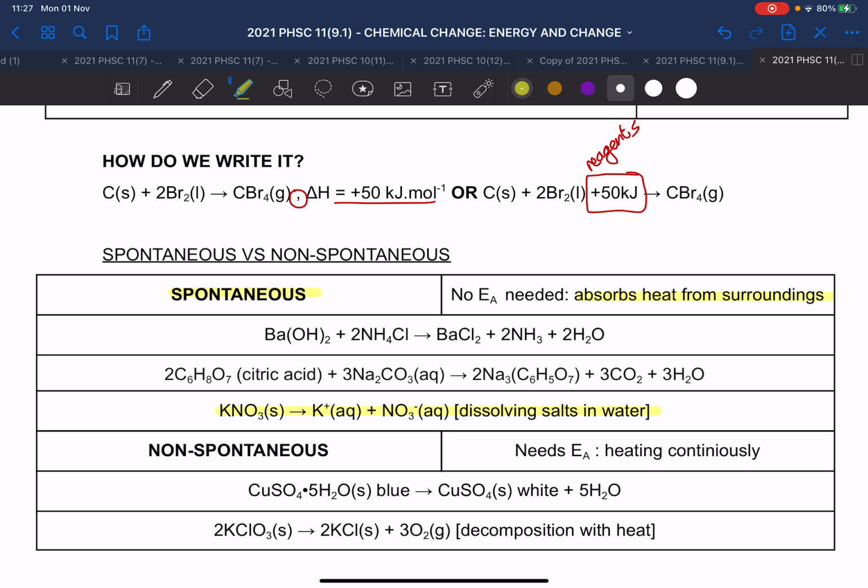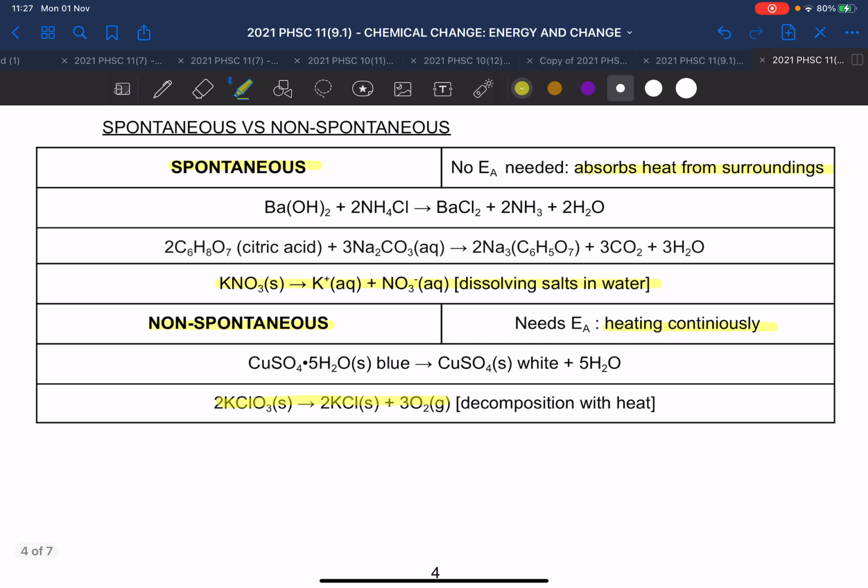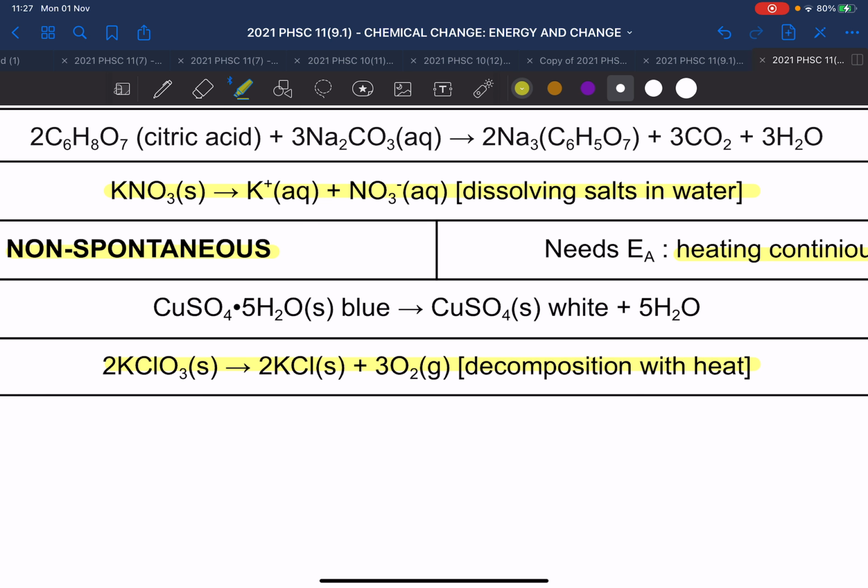Okay, right. Then a non-spontaneous endothermic reaction is where you need to heat it continuously the whole time. You can't stop. You must heat it and heat it. The one I need you to know is the second one that we're going to do as well, where you have potassium chlorate and you need to heat it the whole time. Otherwise, it will not take place. It will not decompose.